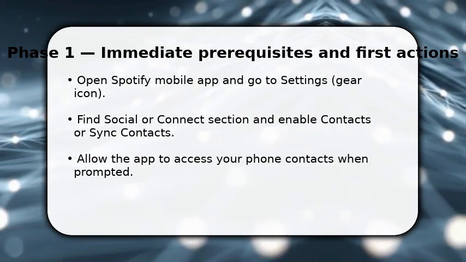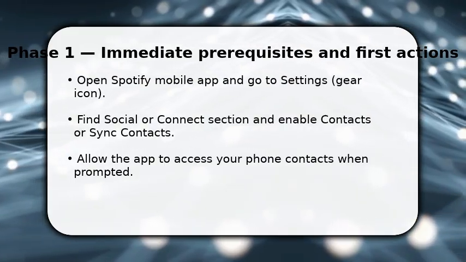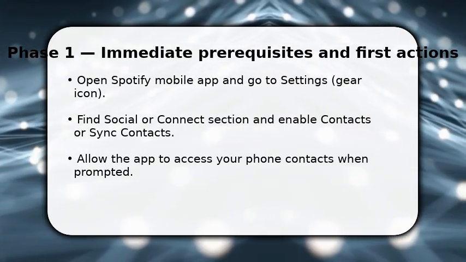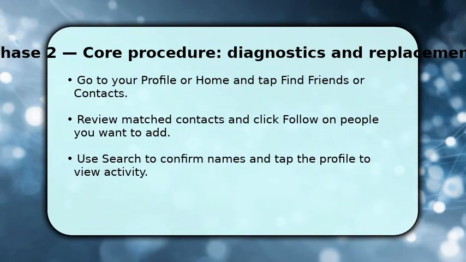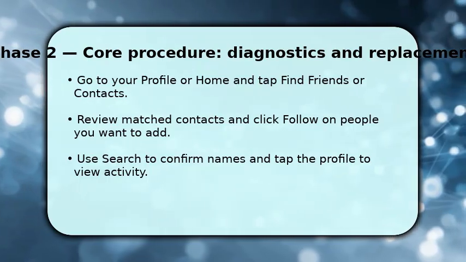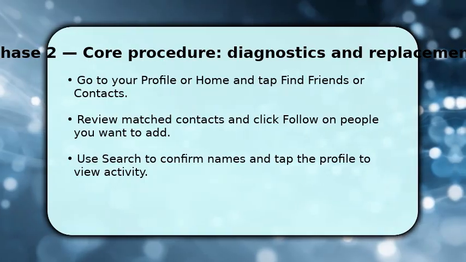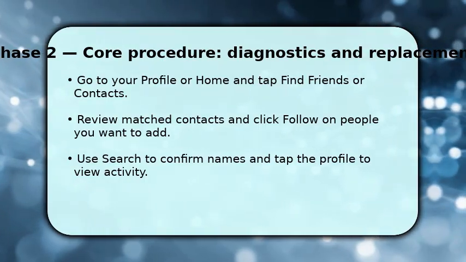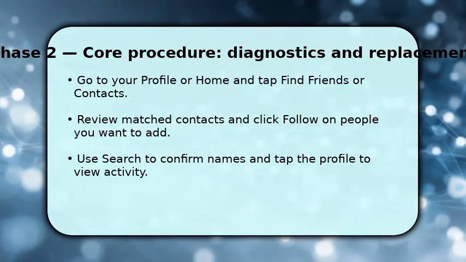After enabling, give the app a moment to index contacts and make sure you're signed in to the account you want friends matched with. Once contacts are synced, go to your profile or home and choose Find Friends or the Contacts tab. This surfaces matches from your phone. Scroll the list and tap Follow beside anyone you want to add. Following reveals their public listening activity and playlists.